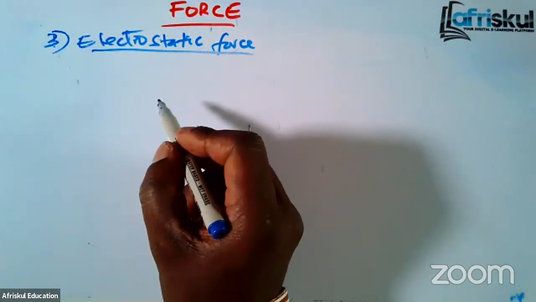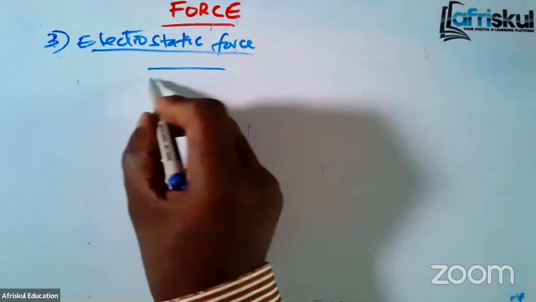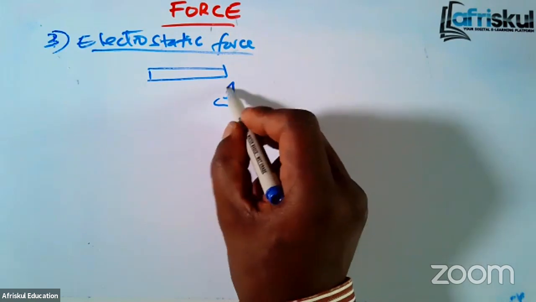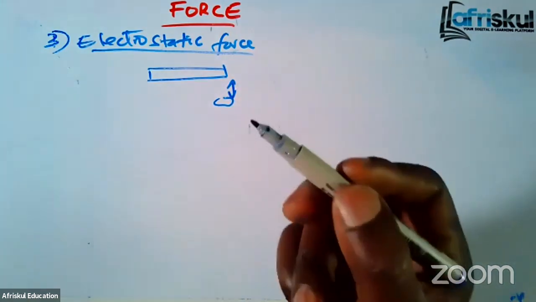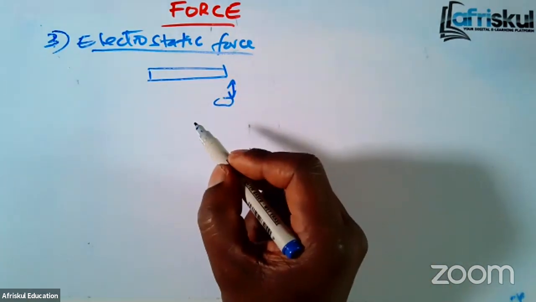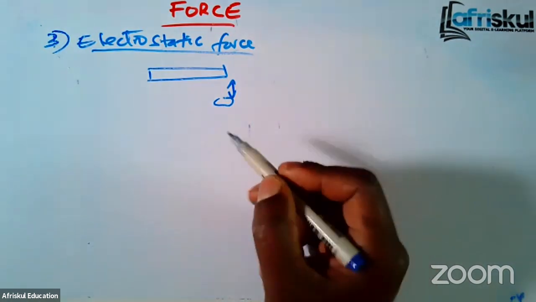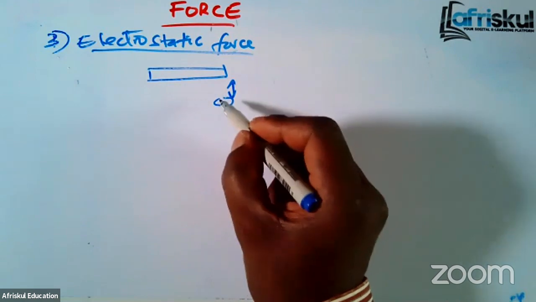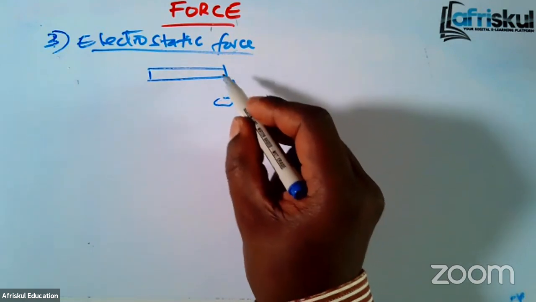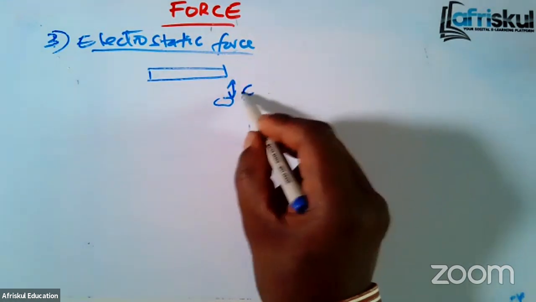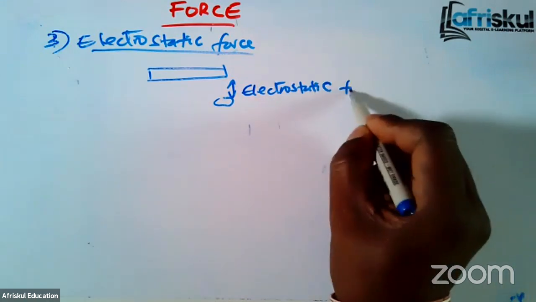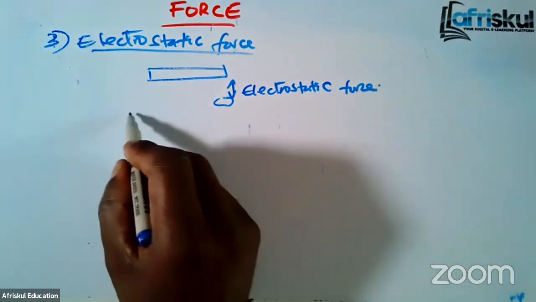You rub a pen, and then when you place it above some pieces of paper, you find that there's attraction. The papers are picked up by that charged pen. Charging means you just rub it against maybe hair or some soft material. And then you find that when you bring the pen, it's going to attract the paper. Now, this force is what we call electrostatic force.